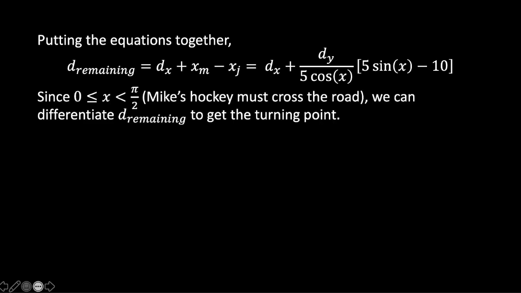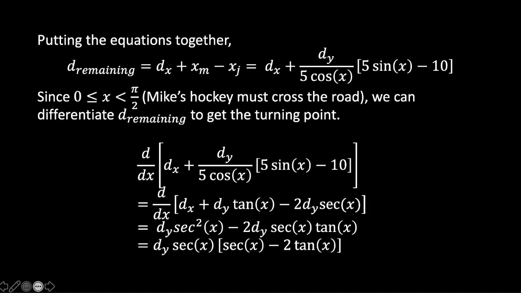We know that x is within 0 and pi over 2, with 0 included as it just travels vertically. Pi over 2 is not included, or it will travel parallel to the ice strip, which isn't good for us. So we can differentiate it to get the turning point. And that's how we get this new equation with dy factorized out.